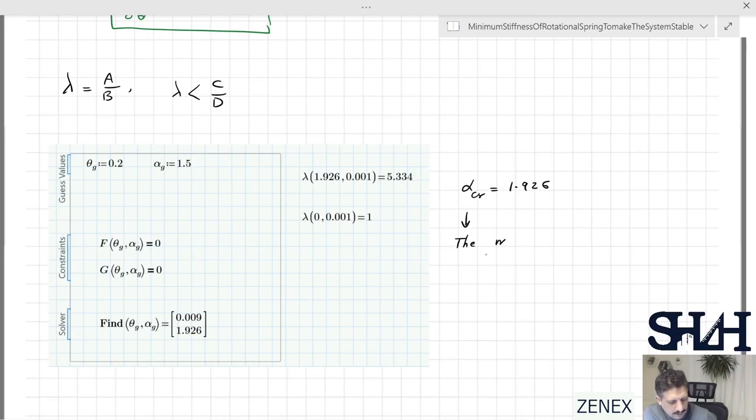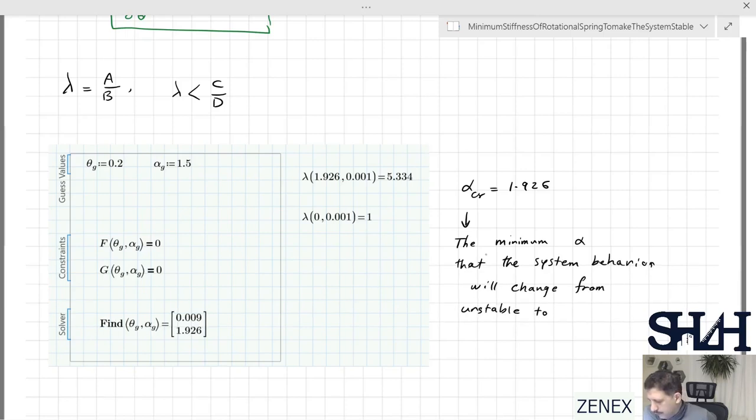The minimum alpha at which the system behavior will change from unstable to stable. So this was the end of this example. I hope you understood how to calculate the minimum stiffness of this spring in order to change the behavior of the rigid element from being unstable to being stable. Thank you and see you in the next video.